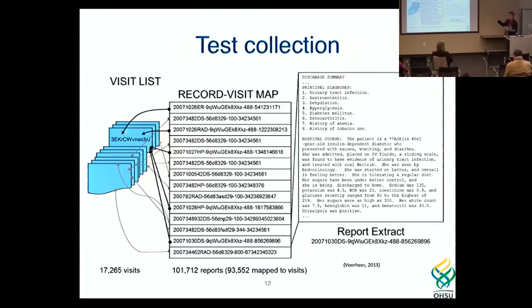So the collection from the University of Pittsburgh had about 17,000 visits or encounters with the healthcare system, a total of a little over 100,000 reports. And this is just an example, and any of you who's ever seen a medical record know that this looks pretty familiar to what a discharge summary might look like. And so again, the goal is to identify the patients, or in this case, the visit. Now, because these records were de-identified, they broke the link. Some of these visits belong to the same person, but we didn't know that, and we had no way of discovering that because of the de-identification process.